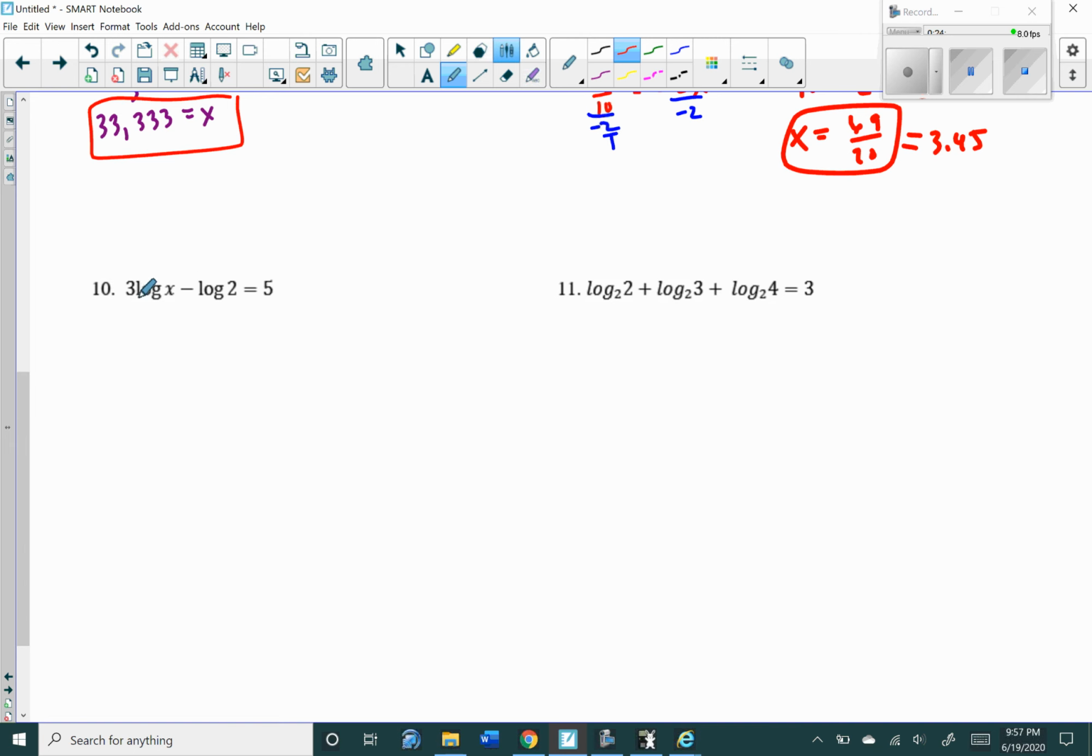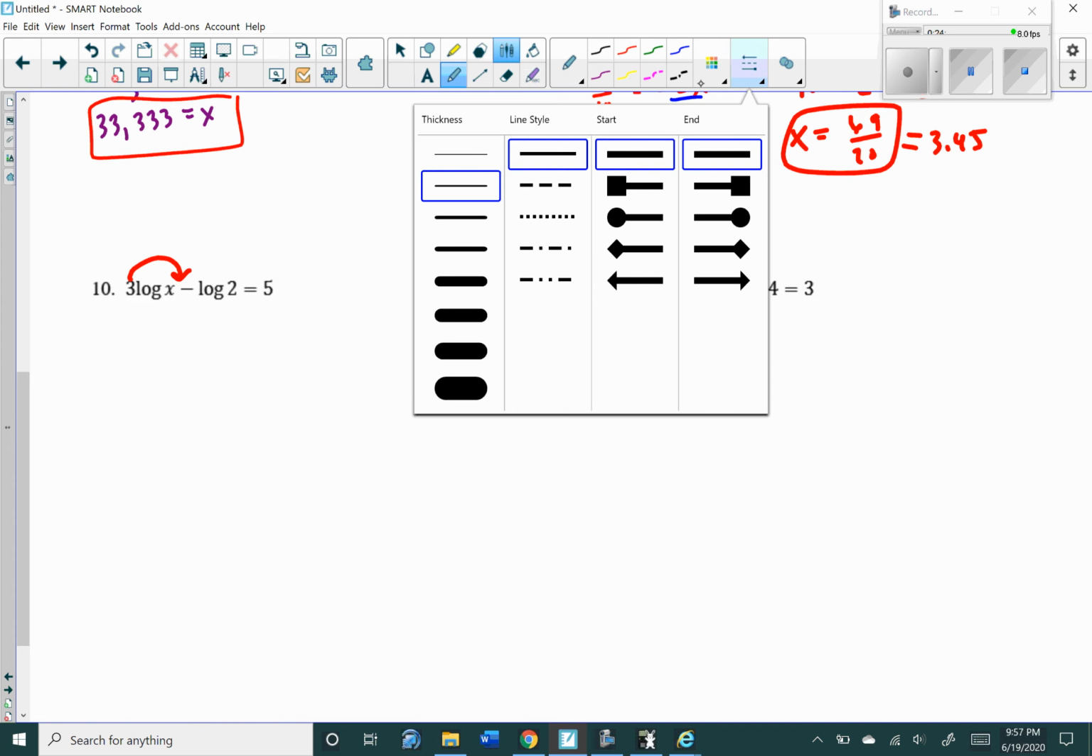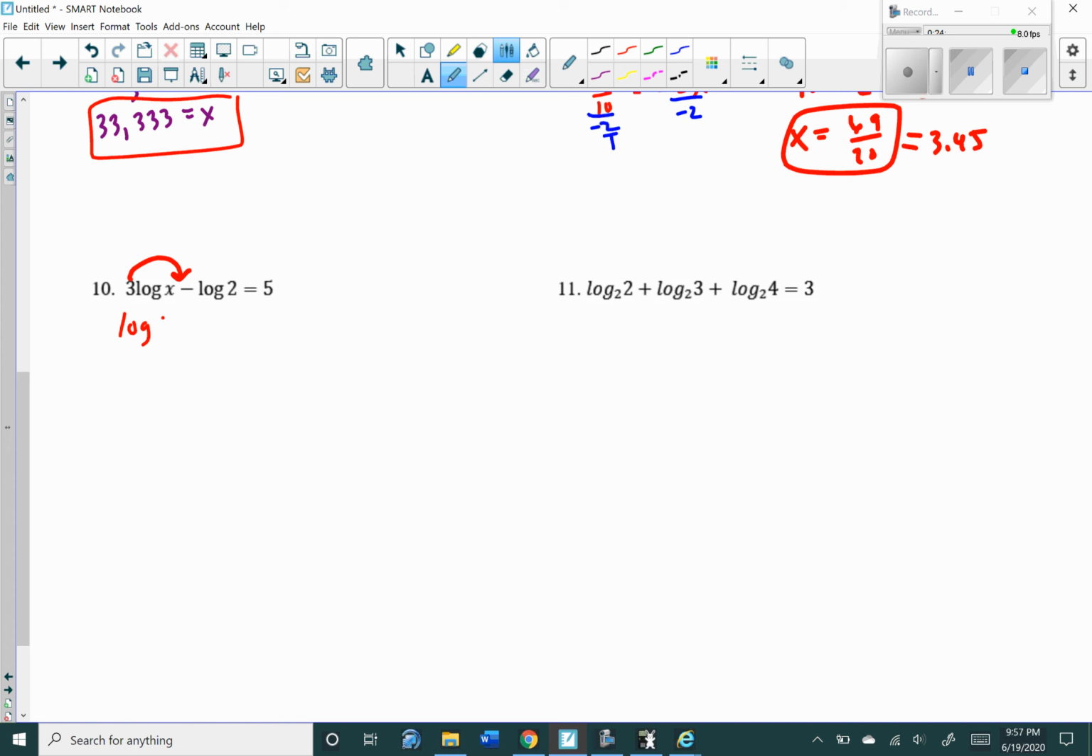So looking here, notice that the logs, there's 2 of them, and we have that 3 in front. So for this problem, you can't just divide the 3 out. If you do, you'd have to divide each term by 3, which means that this would have a 3 underneath of it. So the easier thing to do here would be to bring that up as an exponent. And so this would be the log of x cubed minus the log of 2 equals 5.